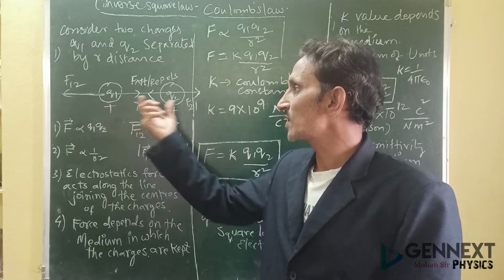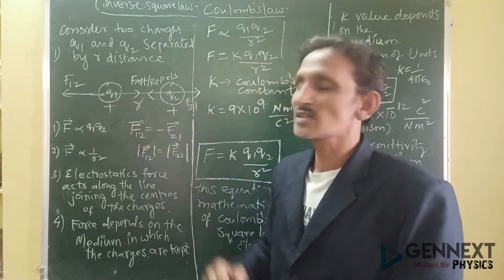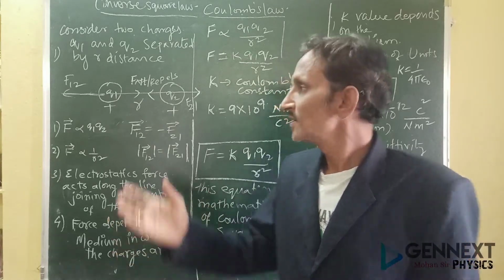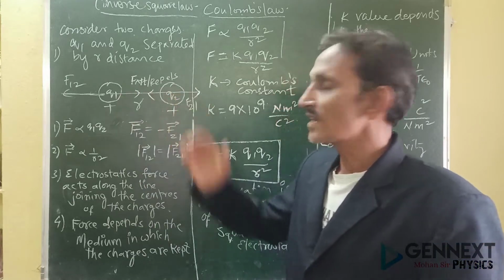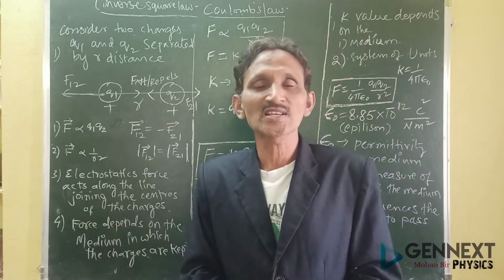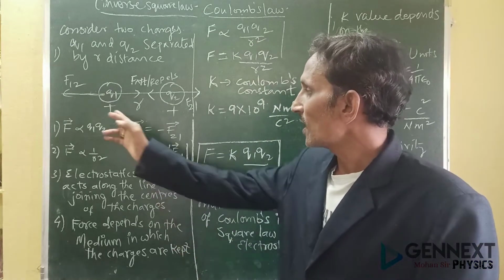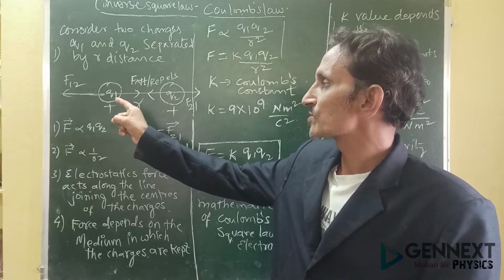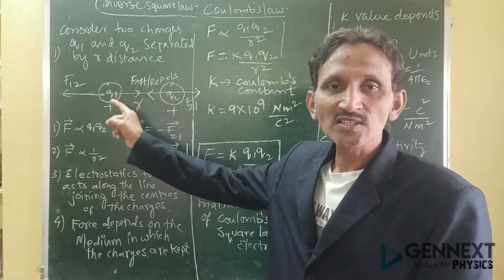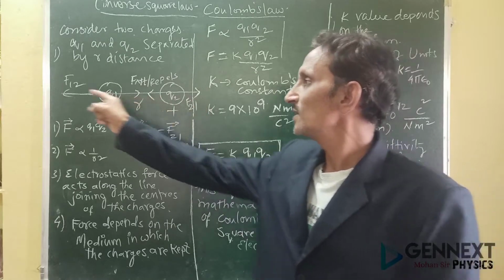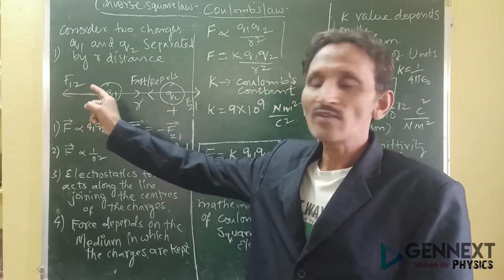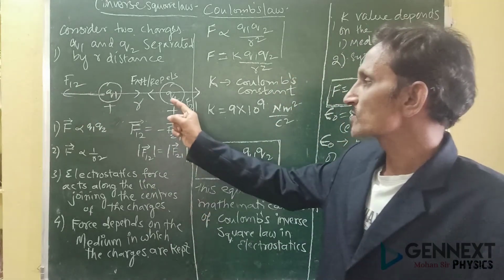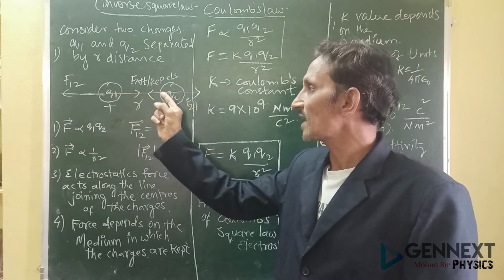Q1 is the charge and Q2 is the charge. They are separated by r distance. If they are similar charges, like charges repel. So one charge and another charge are both positive charges or both negative charges. Here I am taking positive charges. So the repulsive force acting on the first charge due to the second charge is in this direction, and the force on the second charge due to the first charge is acting in this direction.